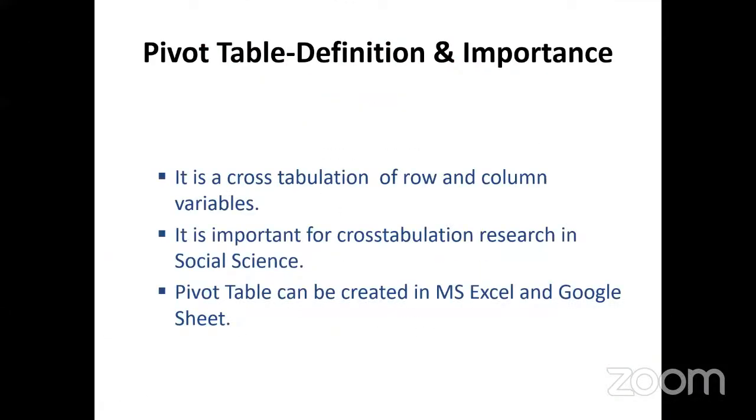First slide, which you can see, deals with the definition and importance of pivot table. Pivot table is a cross tabulation of row and column variables, and it is a very important tool which is used in research in social science. And this can be created using MS Excel and Google Sheet.